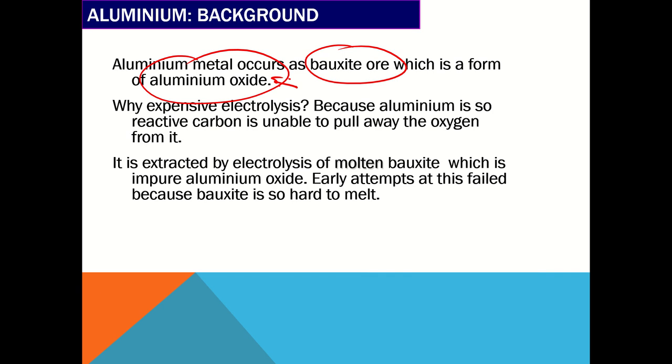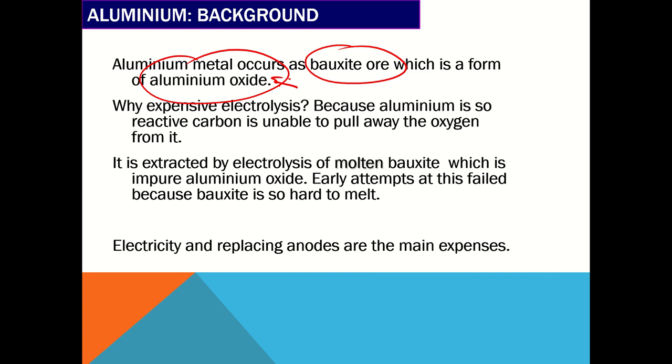molten. Now, we found a way around that in that we dissolve the aluminium oxide in a thing called cryolite, and that lowers the melting point of the aluminium oxide massively down to about 900 degrees Celsius from what was originally about 2000 degrees Celsius.